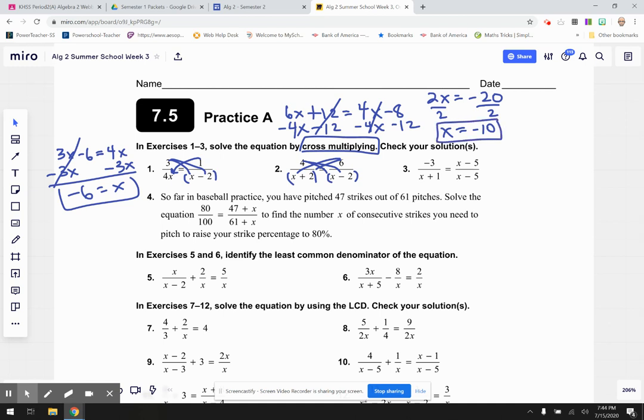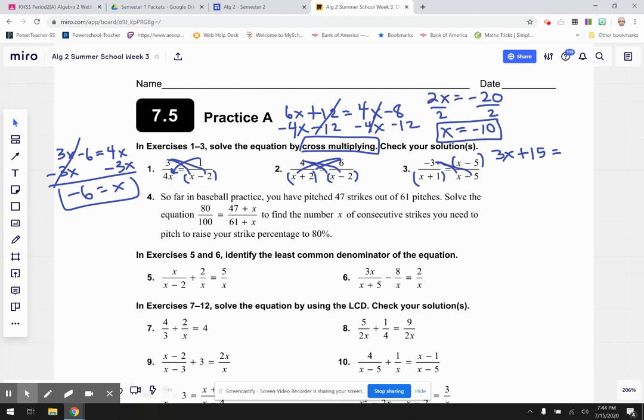Number 3 is, this is the easy part, 3 times x and 3 times negative 5. That's going to give you 3x and a positive 15, because negative times negative is positive. The harder part is when you have to multiply the x minus 5 and the x plus 1. We're going to actually have to do FOIL on that one.